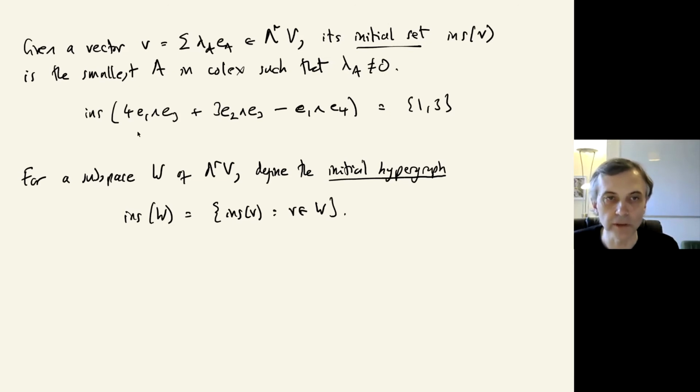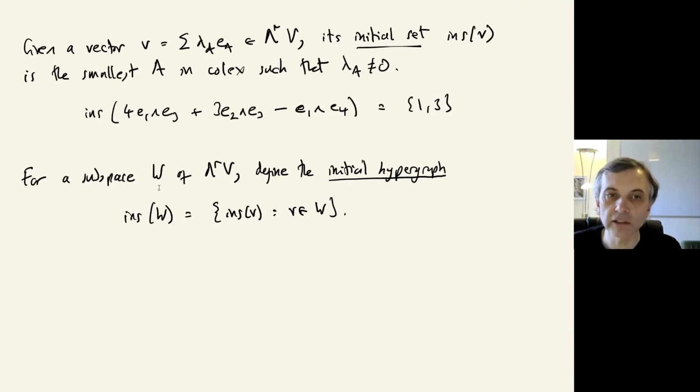So for example, here we have 4 e1 wedge e3 plus 3 e2 wedge e3 minus e1 wedge e4. The earliest of these 3 in colex order is e1 wedge e3, so that'll give me the set {1,3}. So we're interested in which basis element is the earliest one that has a non-zero coefficient, and which set does that correspond to. Okay, so that gives us a mapping from vectors to sets.